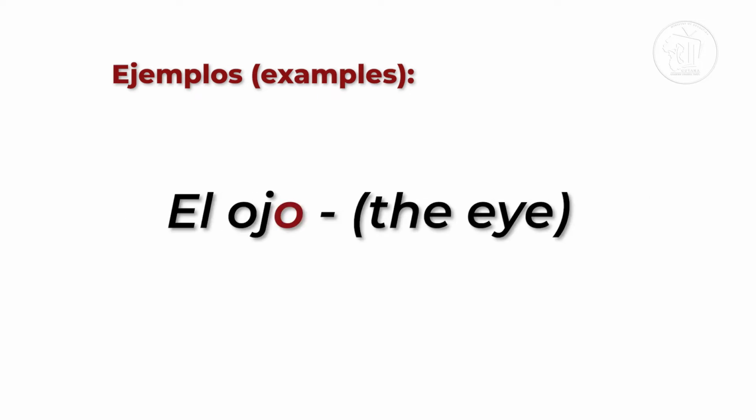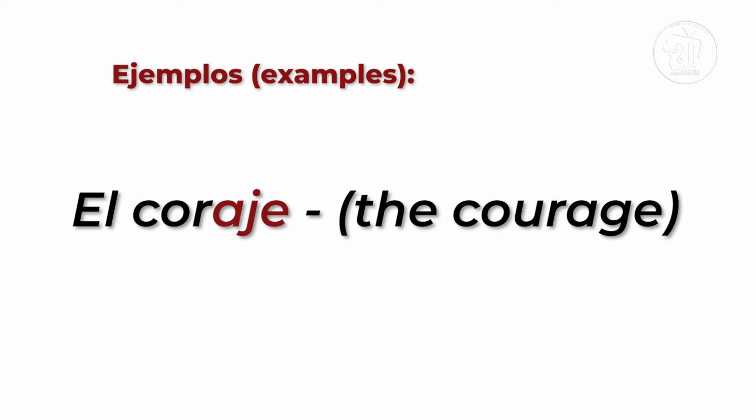Ojo, which means eye. If we were to say the eye, because the word ojo ends in O, we should use the definite article el. So we say el ojo, the eye. Courage. In Spanish, we say coraje. As you could see, the word coraje ends in A-J-E. So to say the courage, we say el coraje.